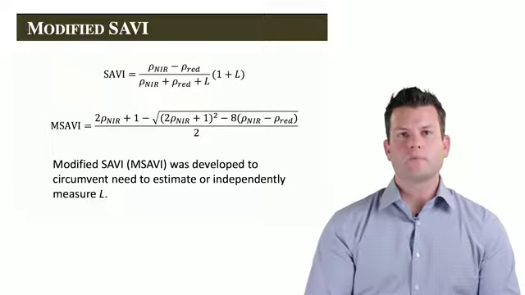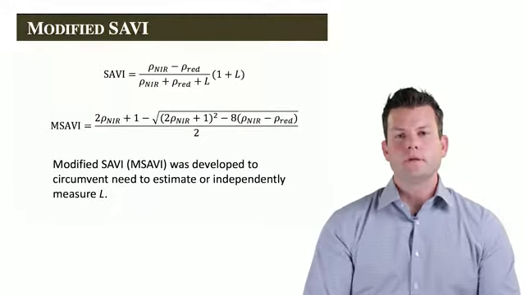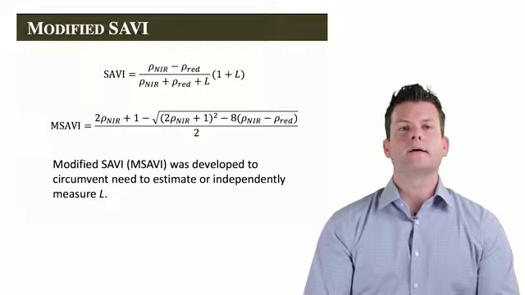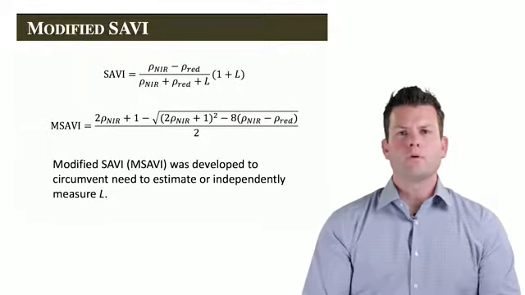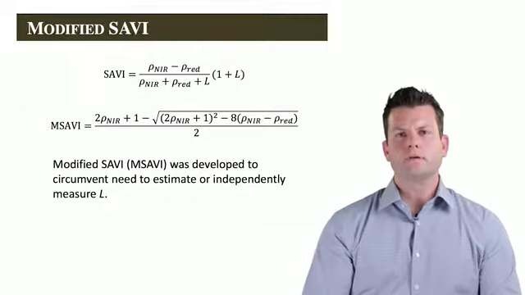As I said, with the SAVI, you can see in the equation there's an L parameter that we have to guess at. And that's not a really clean way of handling things. So Key iteratively fit the L parameter within the SAVI equation until he found a universal optimum.